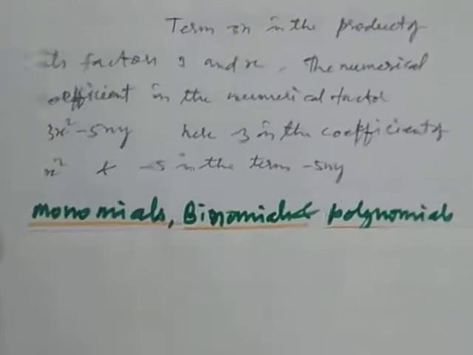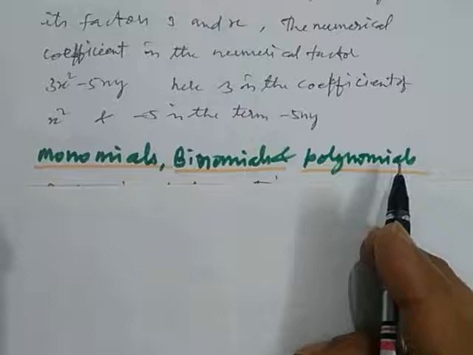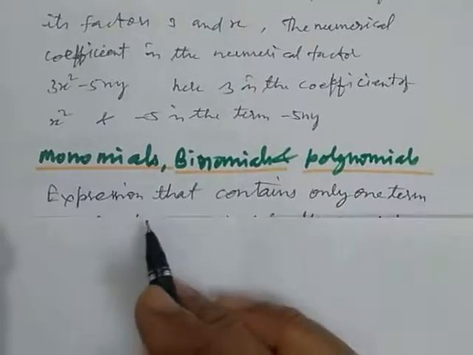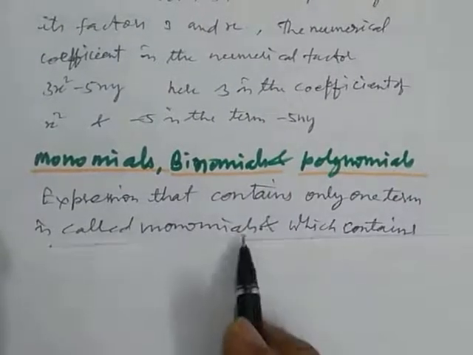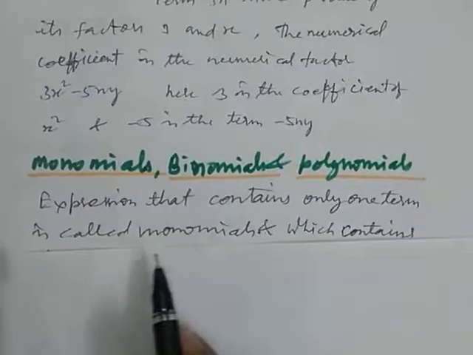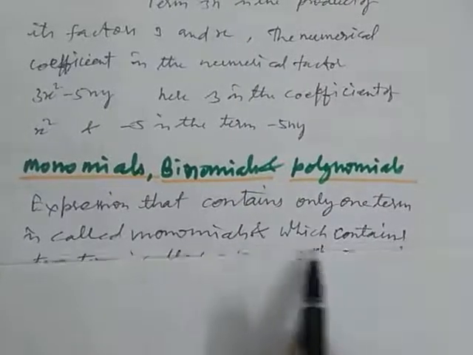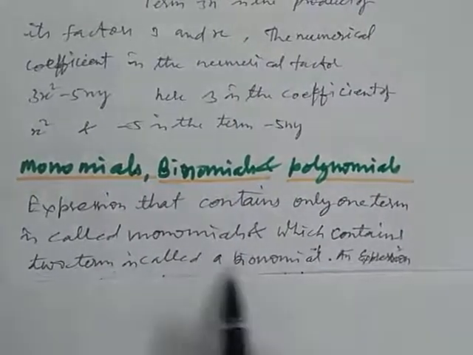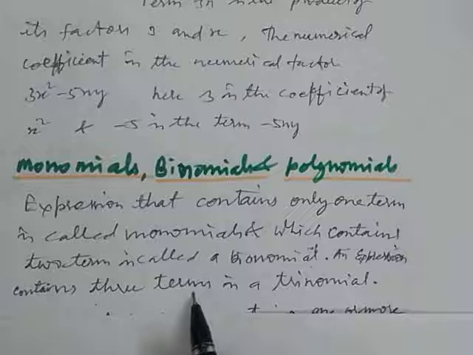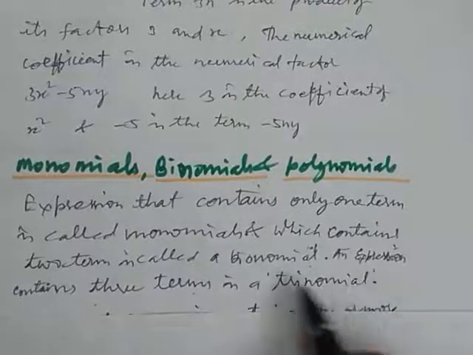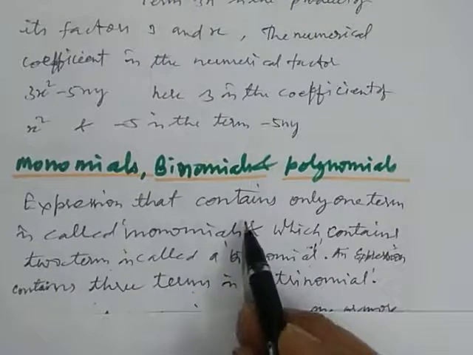Now we learn about monomials, binomials and polynomials. An expression that contains only one term is called a monomial. If there is only one term in any expression, then we say it is a monomial. An expression which contains 2 terms is called a binomial. An expression containing 3 terms is a trinomial. So the name depends on how many terms the expression contains.